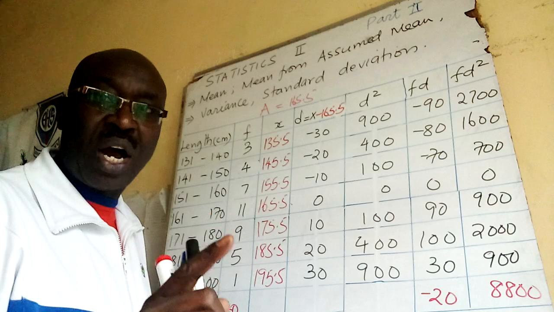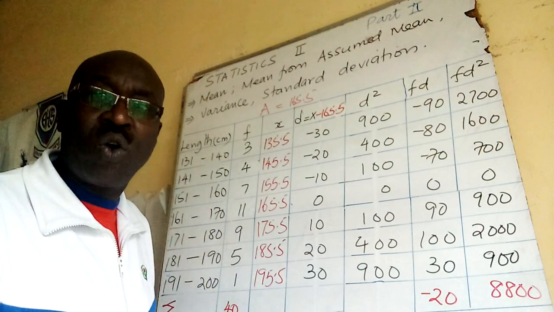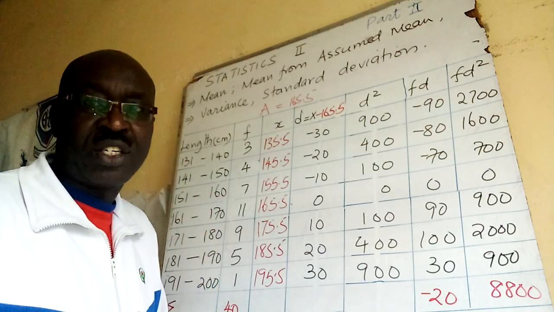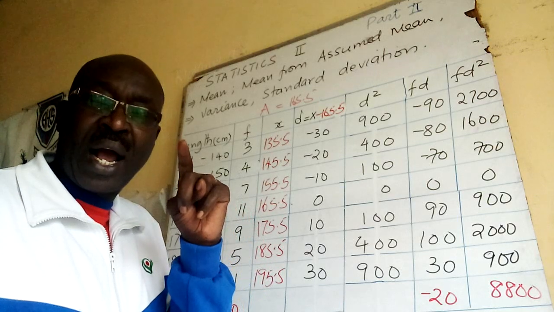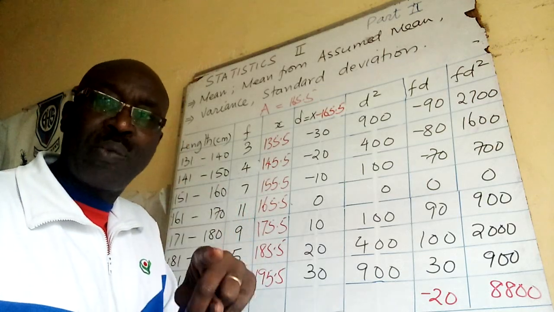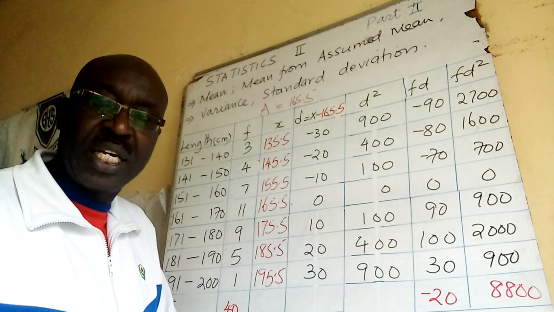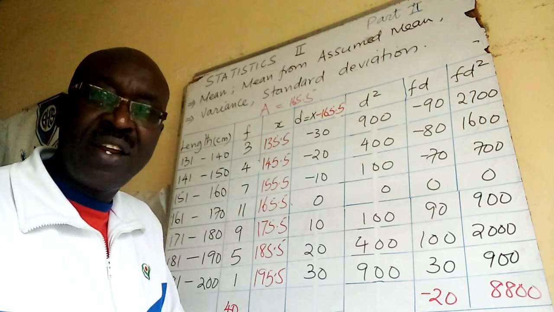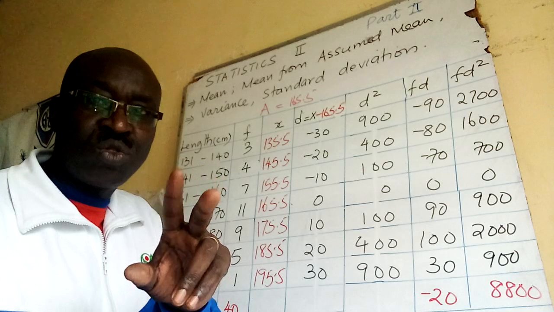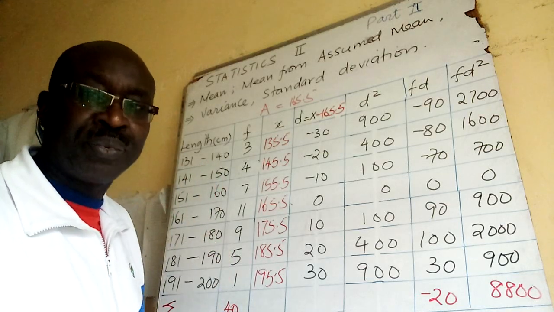I want you to understand how to get two things. Mean from assumed mean. Then, the second thing is standard deviation or variance. Those ones are very close together.